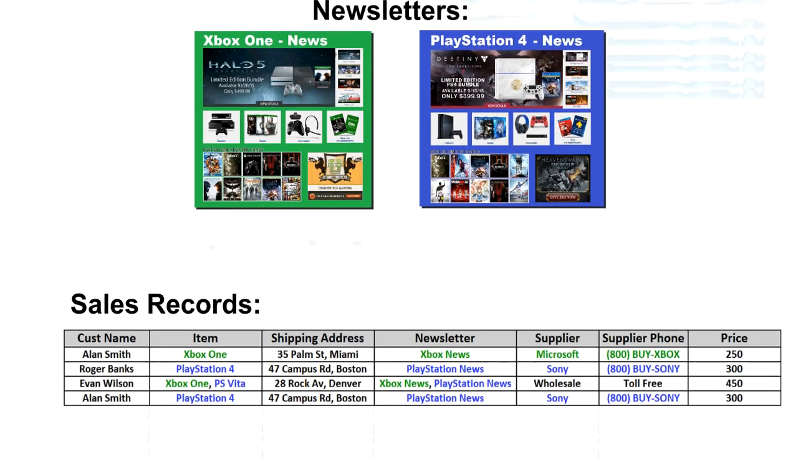So these are some of their sales records. They currently keep track of customer name, the item purchased, the shipping address, what newsletter this person signed up for, what is the supplier of the item, what is the phone number of the supplier, and what is the price of the purchase. So they have someone named Alan Smith.